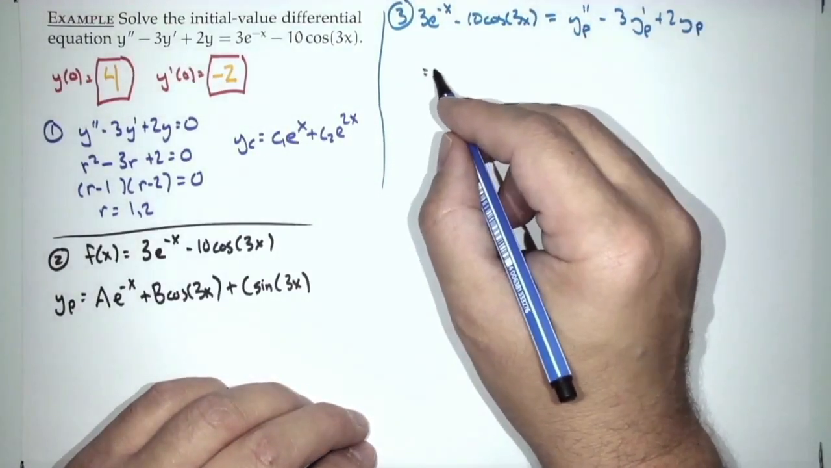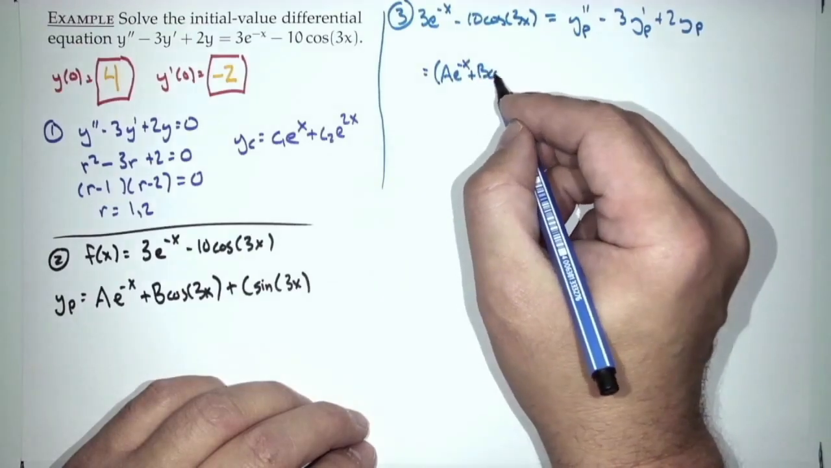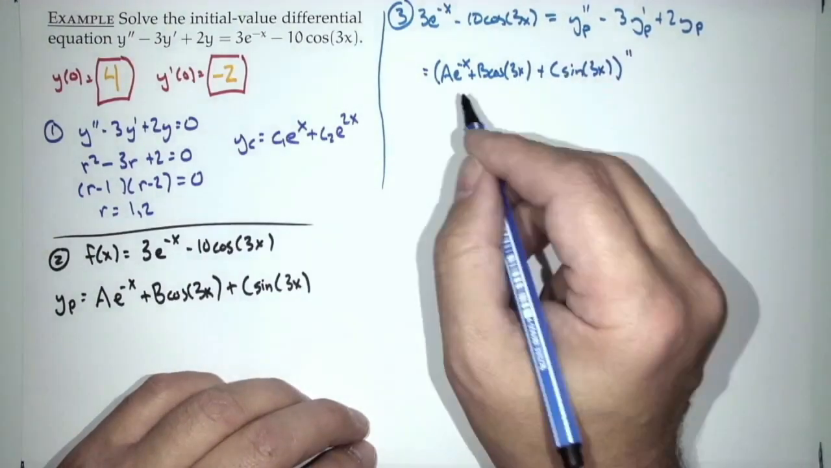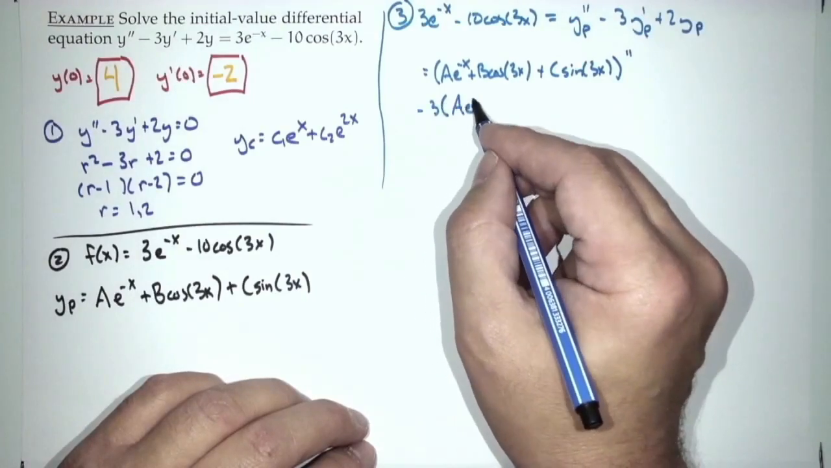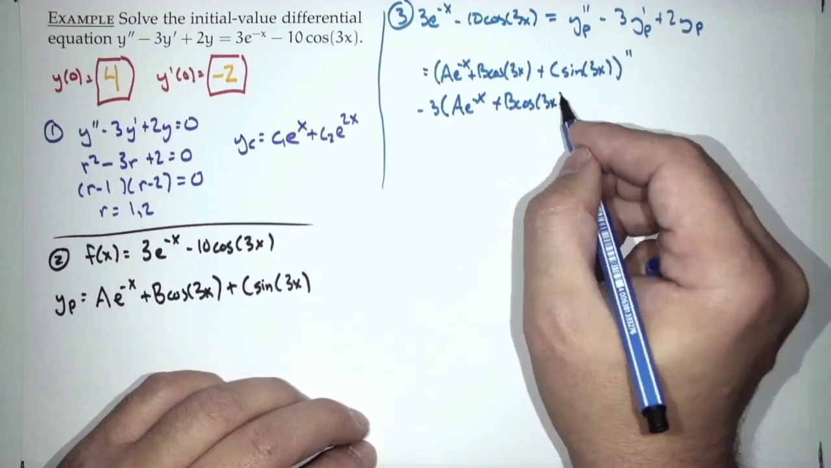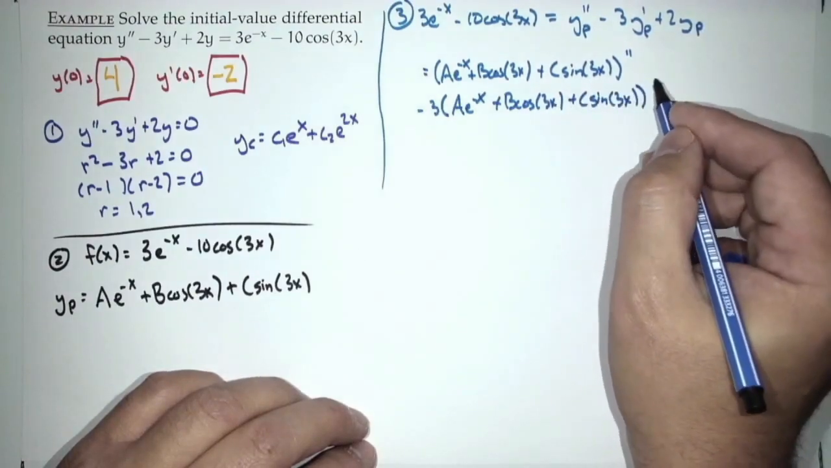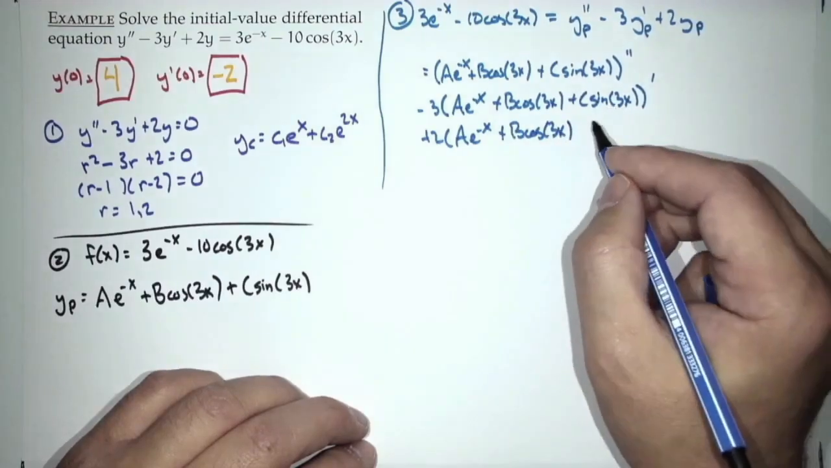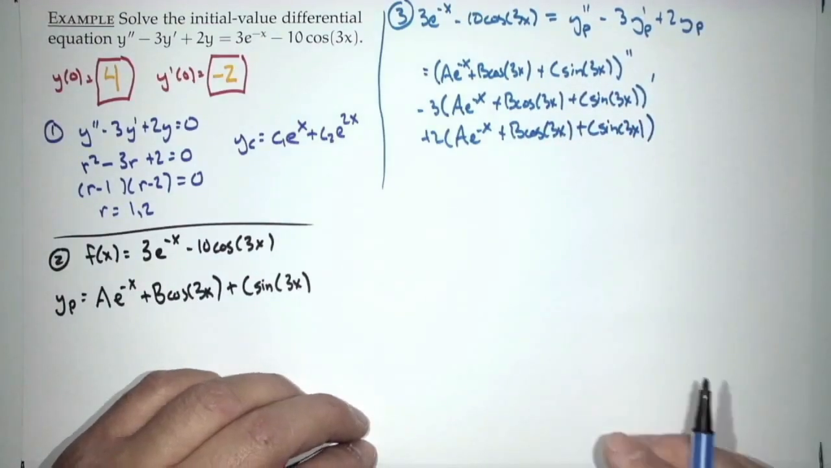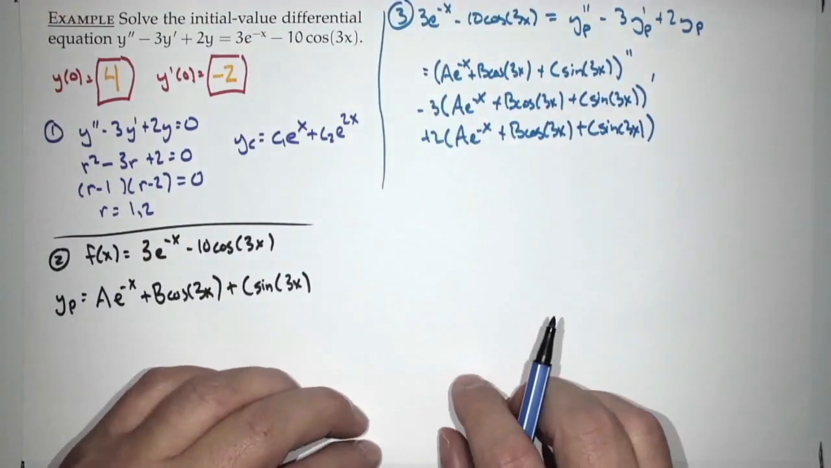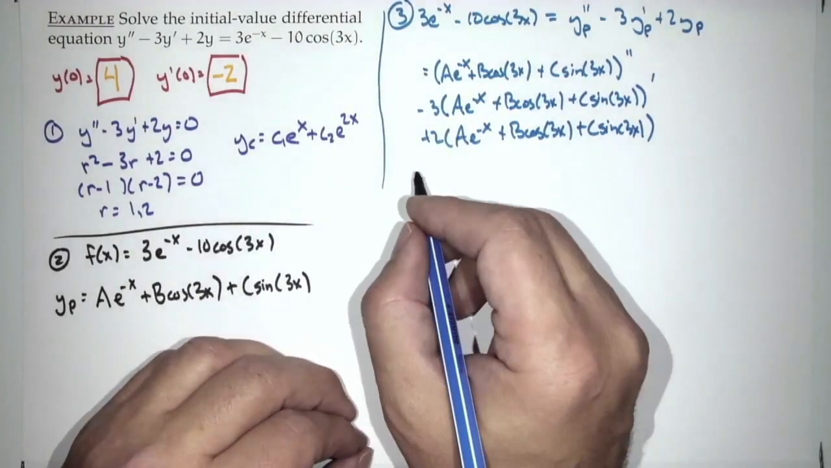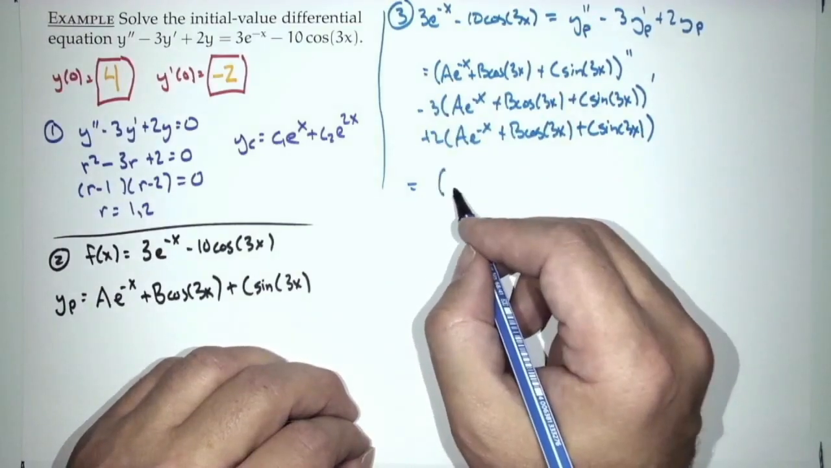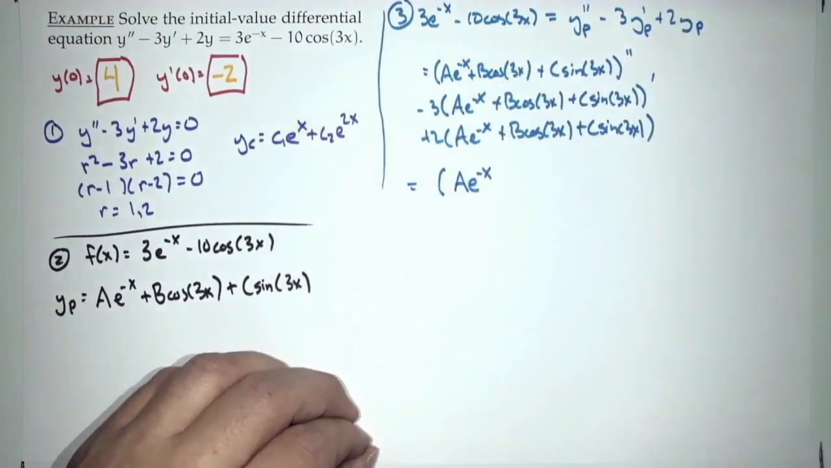Okay, so you take a e to the minus x plus b cosine 3x plus c sine 3x, double prime, minus 3 times a e to the minus x plus b cosine 3x plus c sine of 3x, prime, plus 2 times a e to the negative x plus b cosine 3x plus c sine of 3x. Whew, there's a lot to write down, but nothing too scary yet. Second derivative of a e to negative x, what would that be? That's nice, a e to negative x. Second derivative of cosine of 3x.